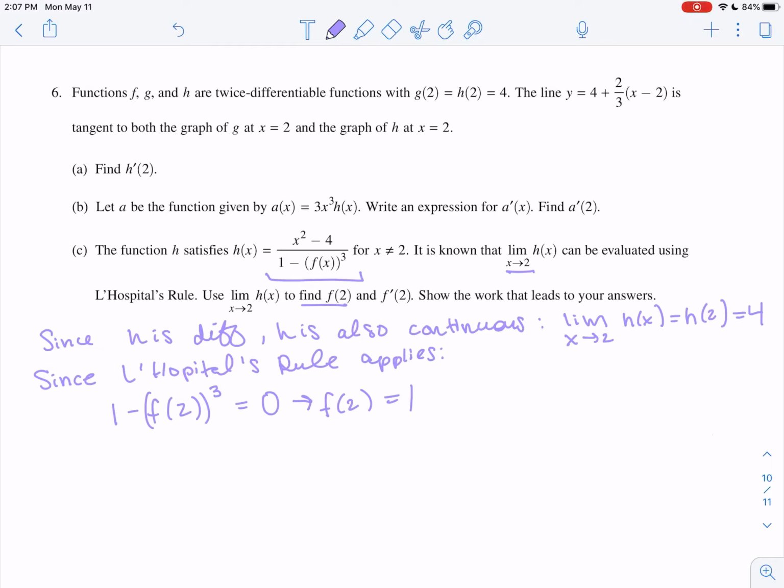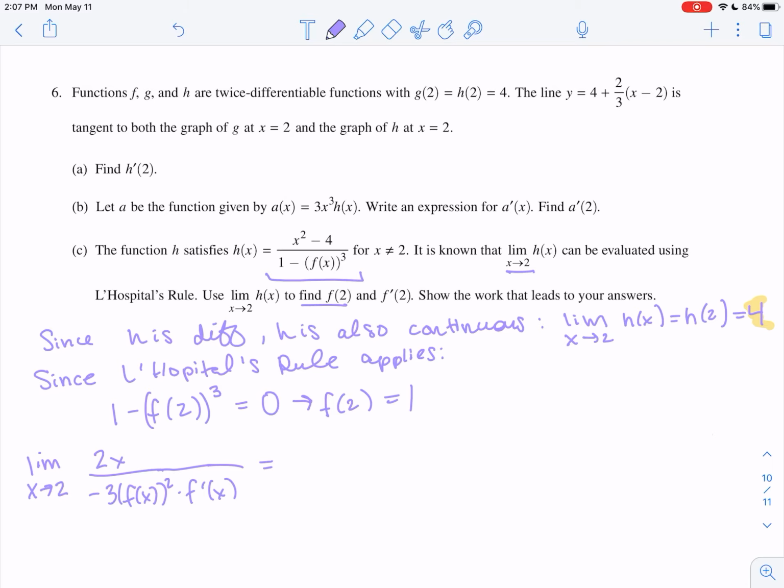So let's say limit as x approaches 2. If I take the derivative of the numerator, I get 2x. And then if I take the derivative of the denominator, that 1's going to go away. Don't drop the negative. Now I need chain rule, so I have minus, fly the 3, hold the inside, drop the power, then times the derivative of the inside, right? Chain rule. Okay. And that is supposed to equal, what do you remember?